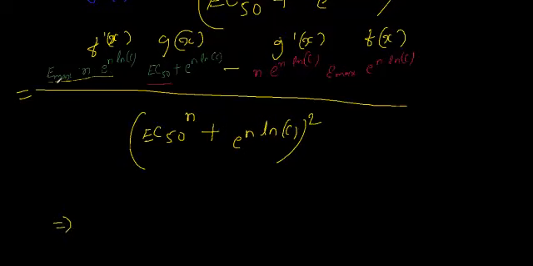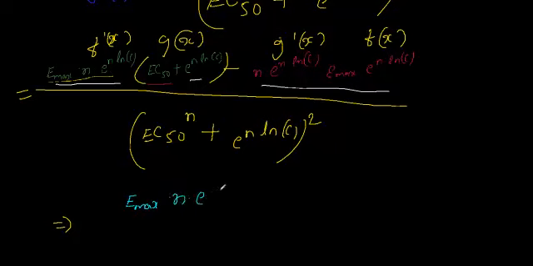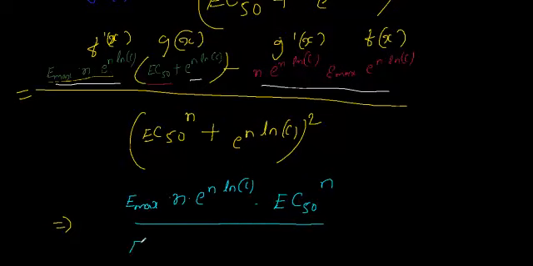So now, as you can see here, this goes in brackets, by the way. And so e max times n times e to the power of n ln of c, right, times EC50, is the same as e max times n to the power of e to the power of n ln of c times e to the power of n ln of c is the same as this, right? This whole part with this part is the same as this. So I can cancel these with this one. So I'll be left with e max times n times e to the power of n ln of c times EC50 to the power of n, right? I'll be left with this equation divided by EC50.